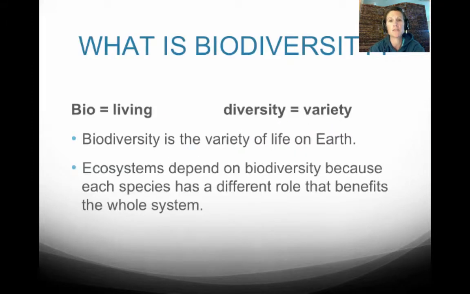Before we even begin discussing biodiversity, you need to understand what it is. So if you take that word and break it down, bio means living, diversity means the variety. So we're basically talking about the variety of life on Earth. Now, depending on the area and what you're interested in studying, there are different ways that we can measure biodiversity. And you can see that second point there, ecosystems depend on biodiversity because each species has a different role that benefits the whole system.